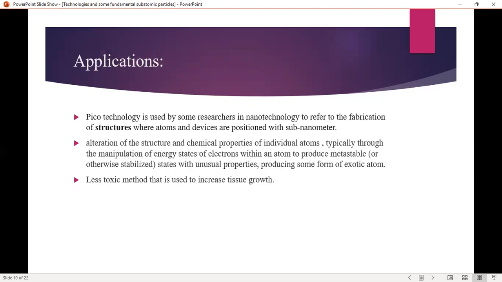Next, picotechnology's applications. Picotechnology is used by some researchers in nanotechnology to refer to the fabrication of structures where atoms and devices are positioned with sub-nanometer precision. It also involves alteration of the structure and chemical properties of individual atoms, typically through the manipulation of the energy states of electrons within an atom, to produce metastable or otherwise stabilized states with unusual properties, producing some form of exotic atom. It is also a less toxic method that is used to improve tissue growth.